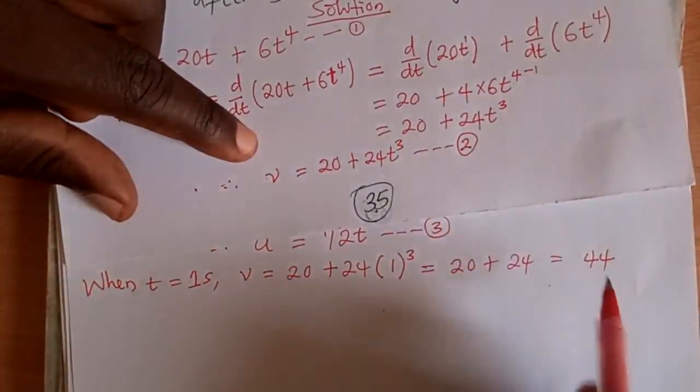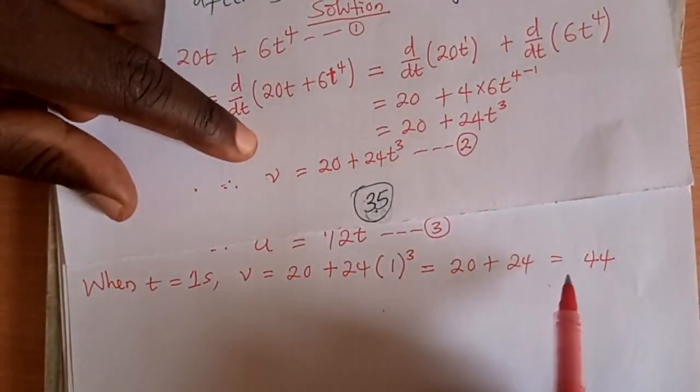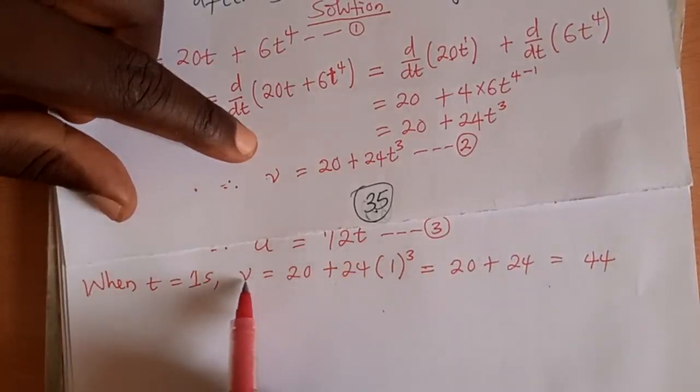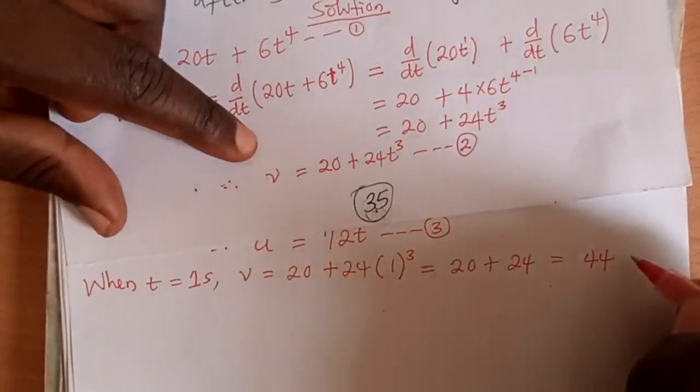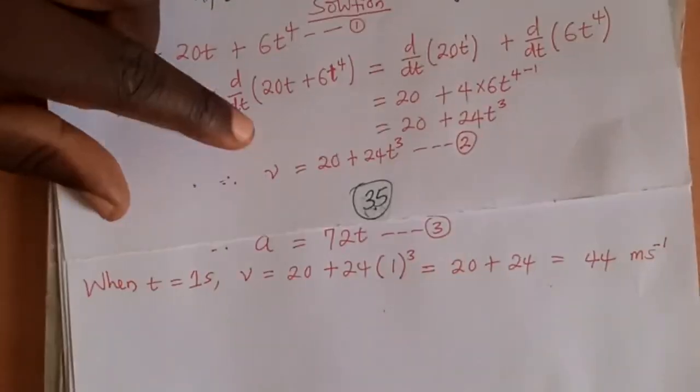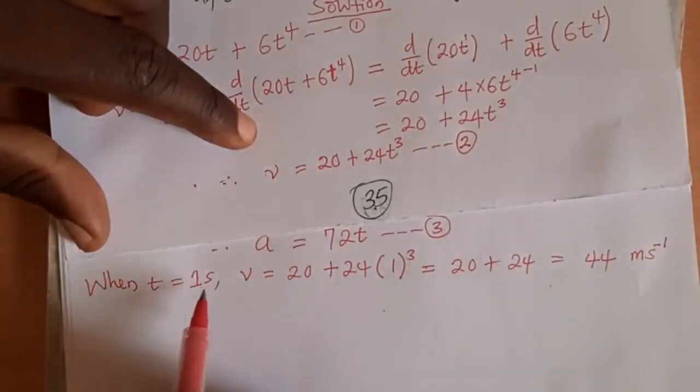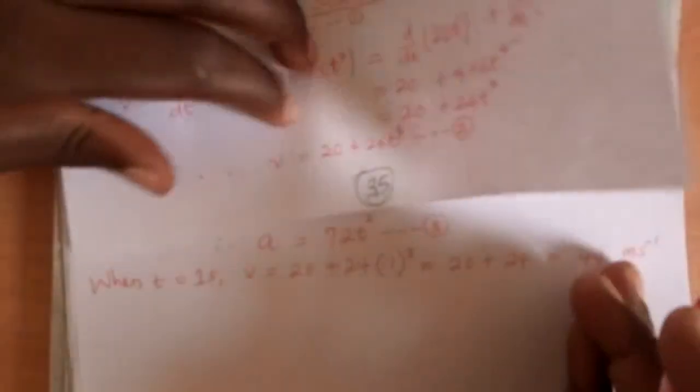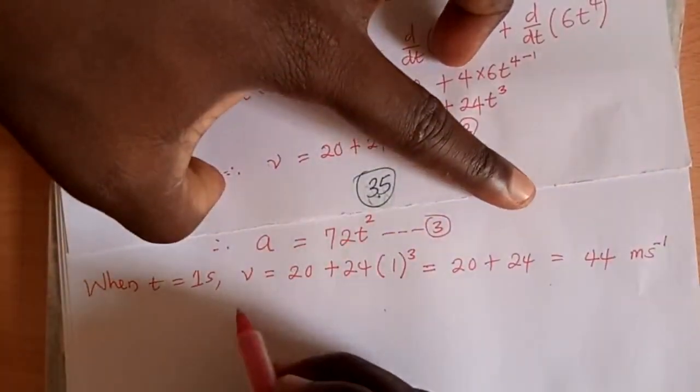Remember, you now ask yourself, what quantity am I calculating? The quantity is velocity, and the unit of velocity is meters per second. So I have 44 meters per second. Again, when t is 1 second, I need to find the acceleration.